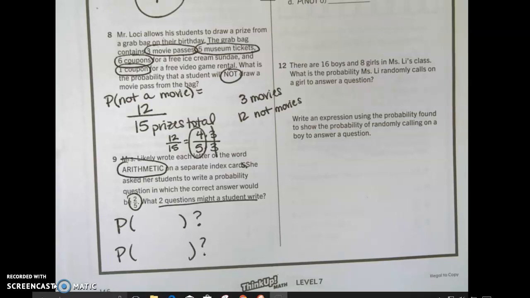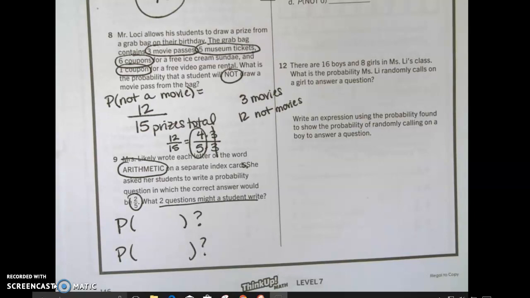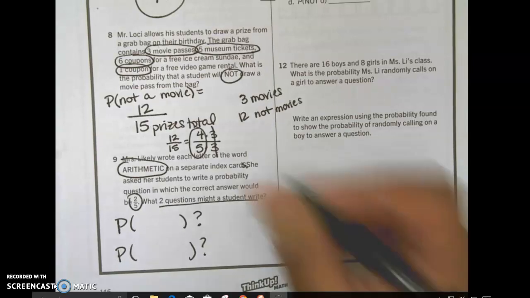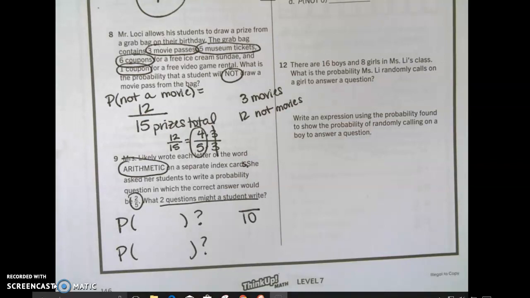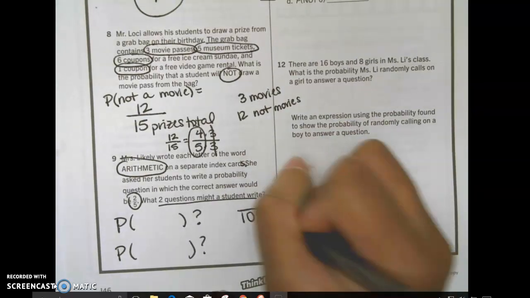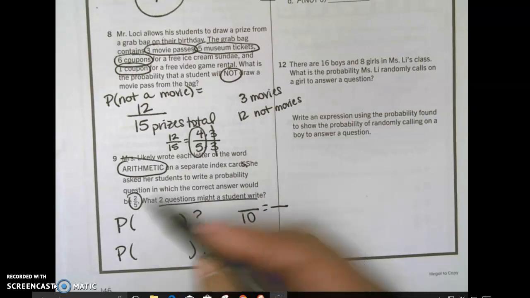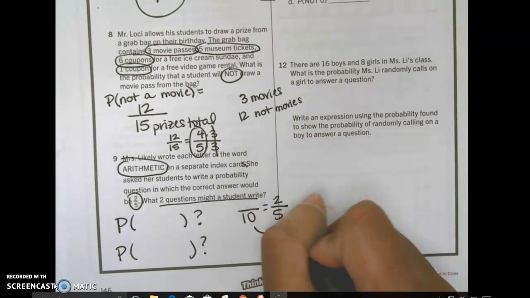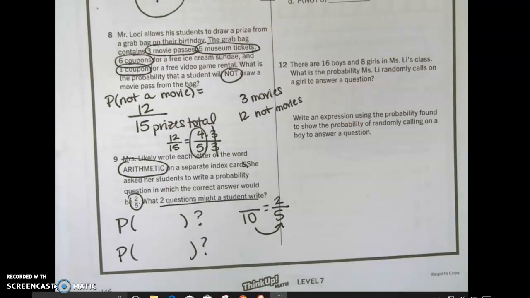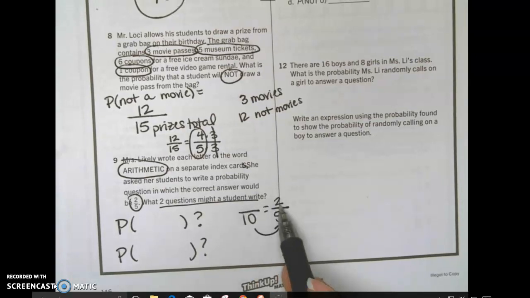Okay, what do we need to do? Consider, what have we been doing? For almost every single one of these problems, we've been doing this. I'm making a fraction. What goes in my fraction? The total. So what's the total in arithmetic? 10. You counted the letters. Something has to have something out of 10. So out of that 10, I also need to be equivalent to 2/5. How do I get from 10 to 5? Divided by 2. What divided by 2 gives me 2?